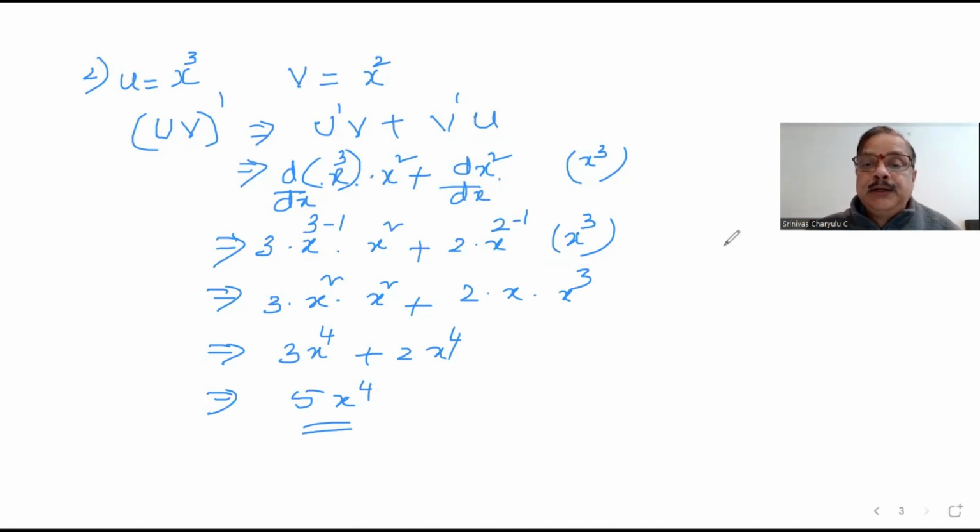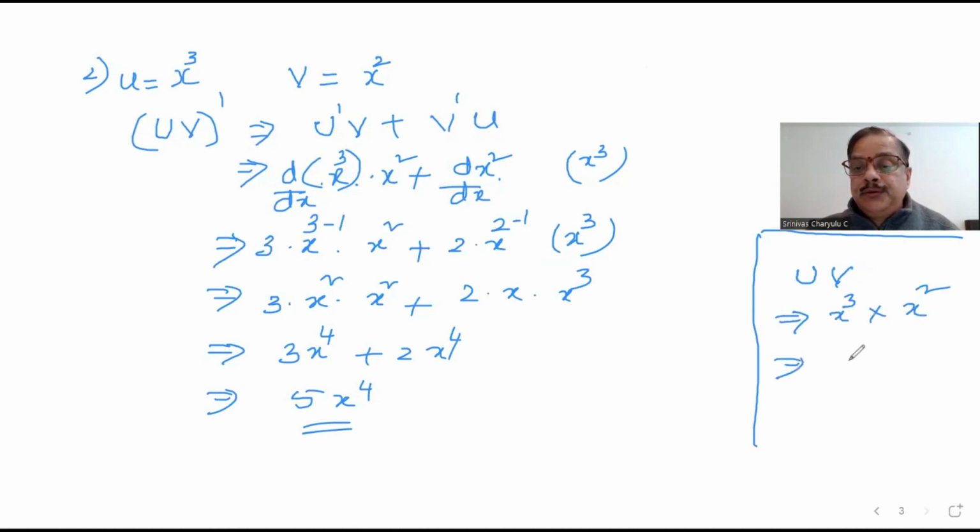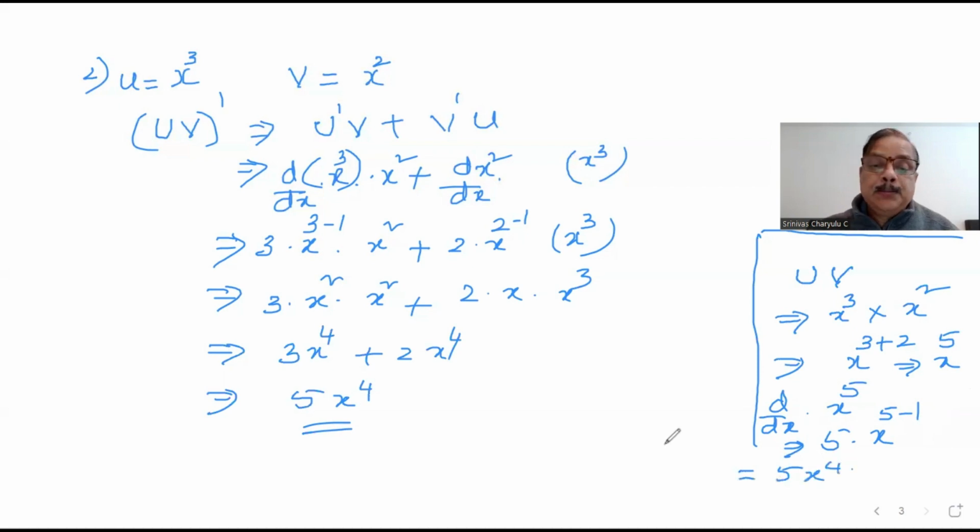See, now here I will tell you one important thing. Let us say you have directly multiplied this. uv will become x cube into x square, which is equal to x to the power of 3 plus 2, that is x to the power of 5. So differentiation of x to the power of 5, you know what it is: 5x to the power of 5 minus 1, which is nothing but 5x4. So matching now. Straight away I multiplied and got this also. This way also we can do.